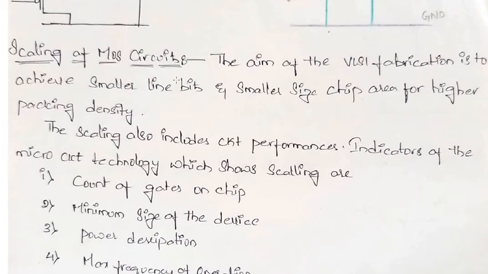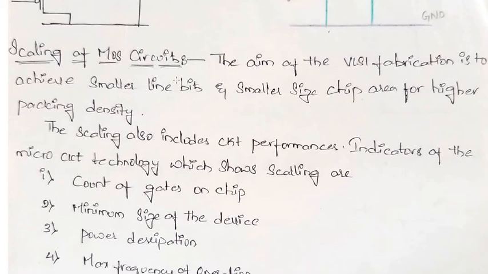So what we have to do, we have to make it very small, and it should also be very reliable in terms of cost, power, reliability, everything. So scaling is very important in your MOS circuits, because the aim in VLSI fabrication is to achieve smaller line widths, and the size of the chip should also be smaller, the area of that particular chip should be smaller, and you should also have higher packing density.